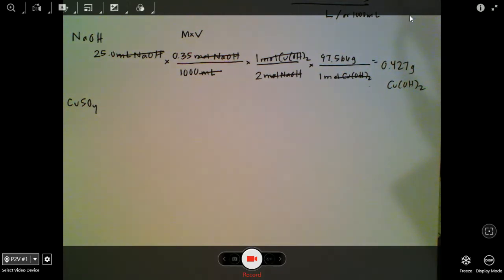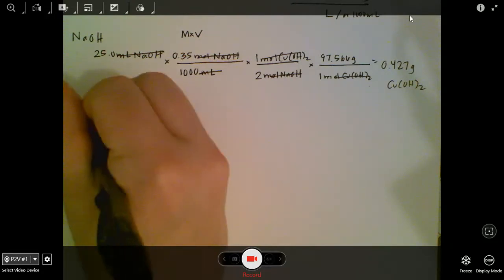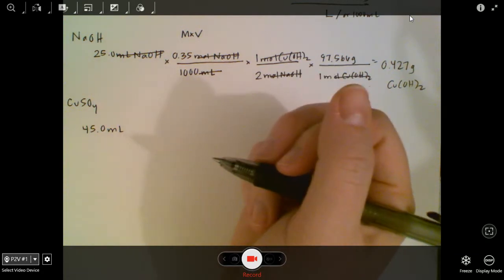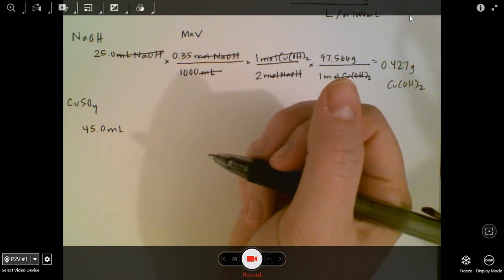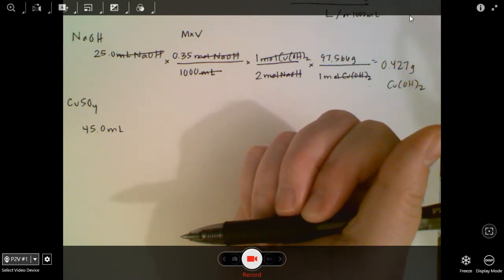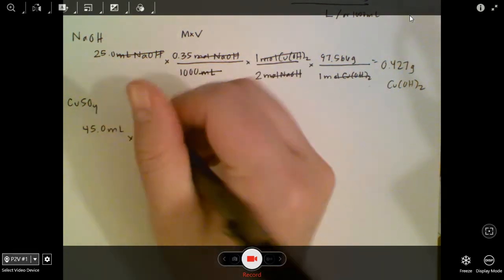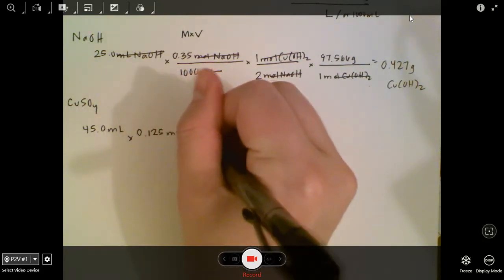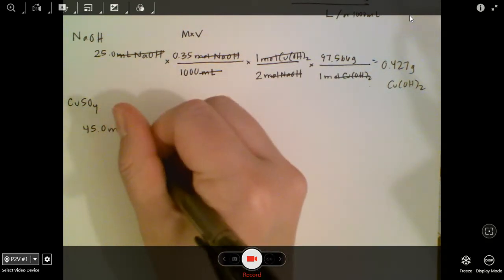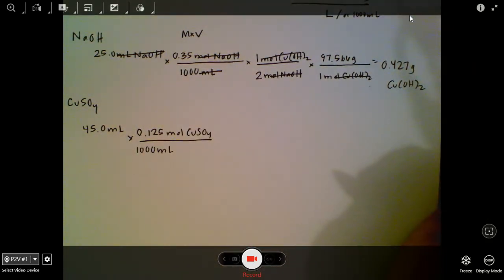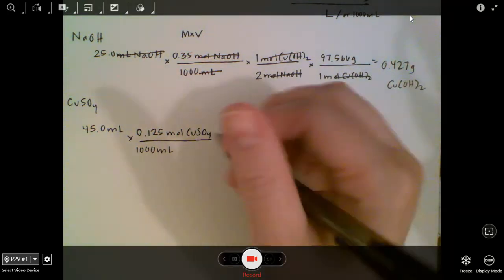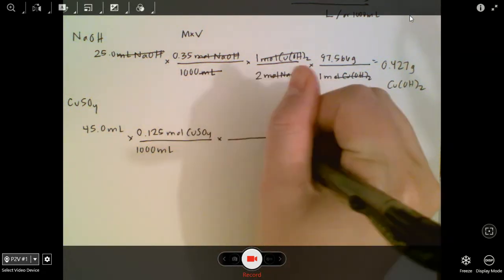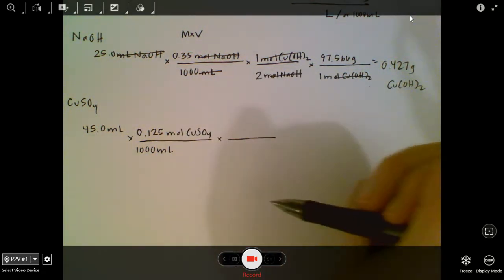Okay, hopefully you got that figured out. To start off, we have 45 milliliters of the copper sulfate. And if you want, like I said, we could convert this into liters. I don't, just because I know that I can write it like this for 0.125 moles of CuSO4 over 1,000 milliliters. And then those will cancel out and it's the same thing. So I'll do the moles of what I'm starting with, which is the copper sulfate. And then I need to go to the same precipitate, copper hydroxide here.